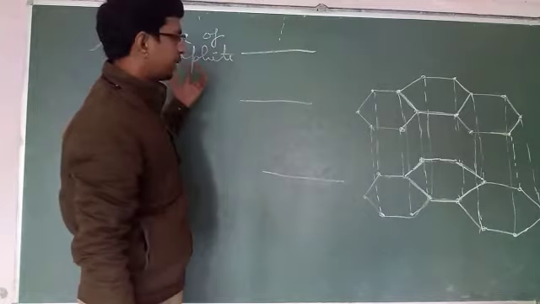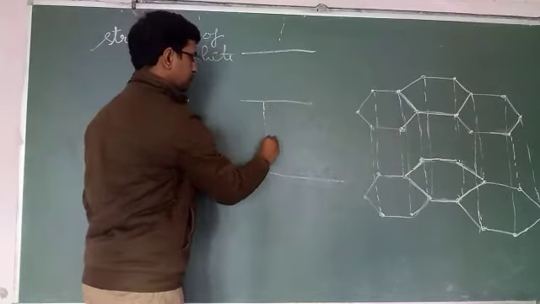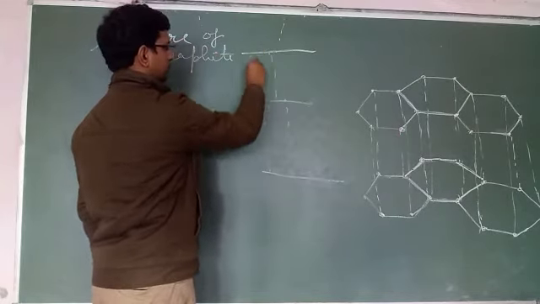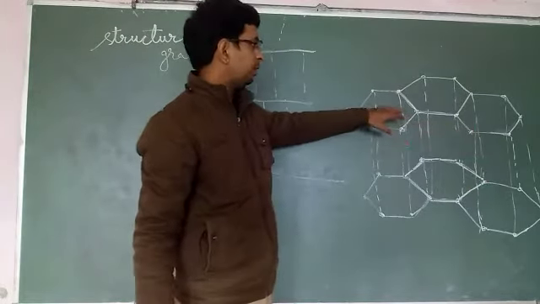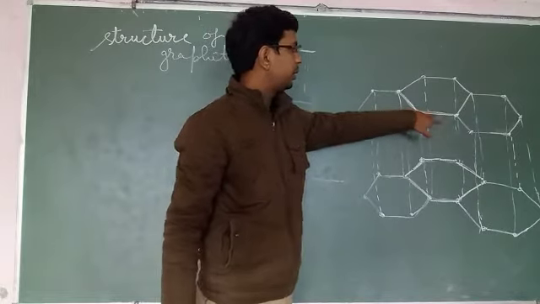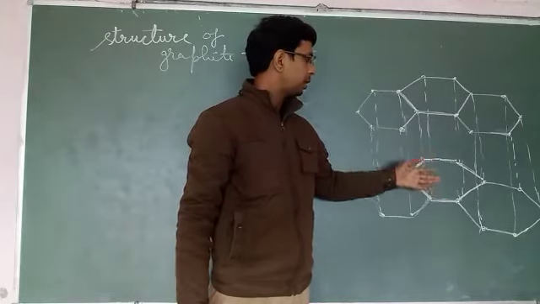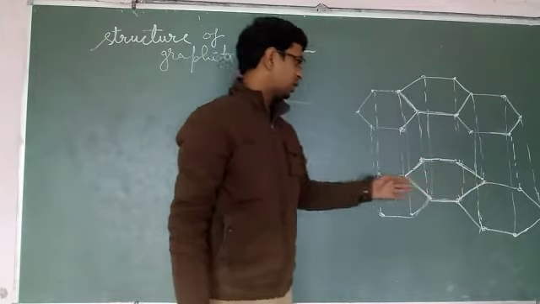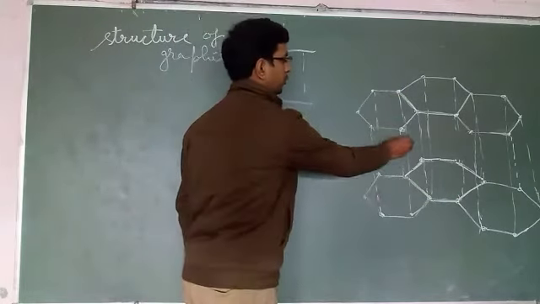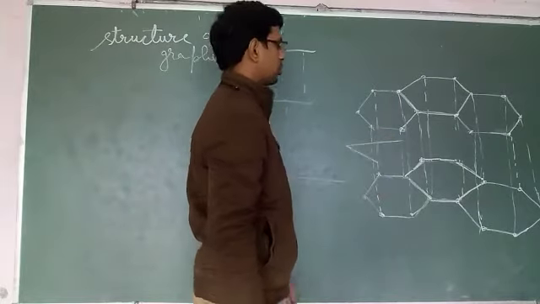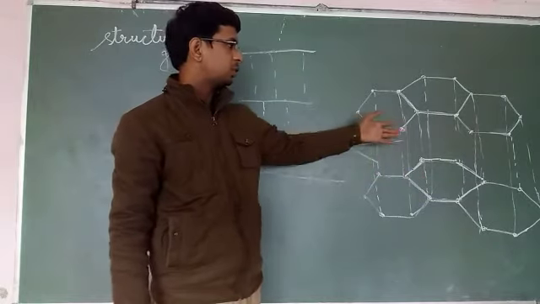Suppose one layer, second layer, third layer and so on. It means that graphite is a layered structure and these layers are attached to each other by weak van der Waals forces. So in graphite, one carbon atom is attached to 3 different carbon atoms to form a hexagonal ring-like structure, and these rings attach to each other to form a layer, and these layers are attached to each other by weak van der Waals forces. These forces are weak in nature.